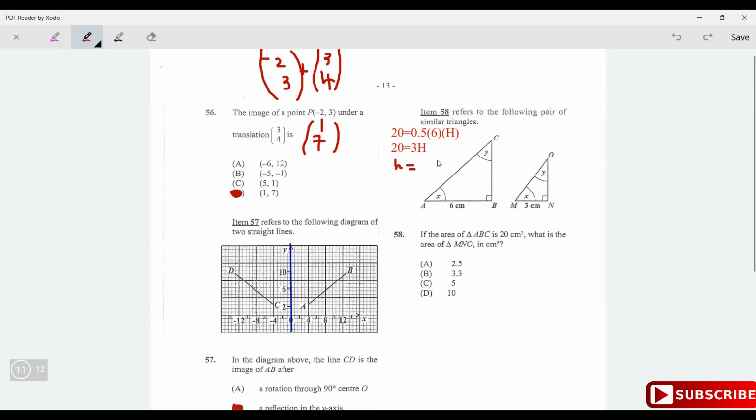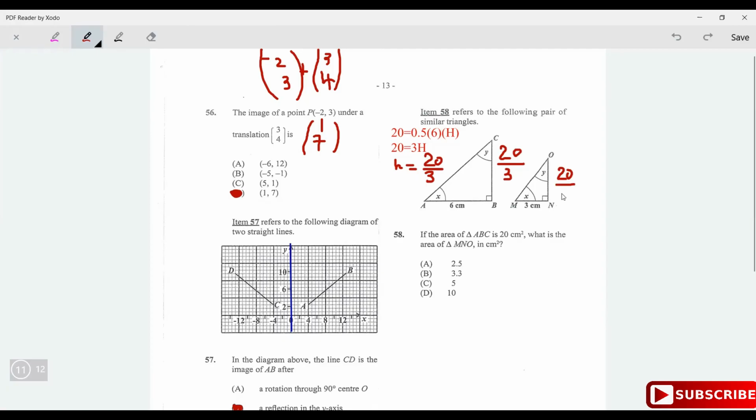So if h is 20 over 3, half times 6 is 3? Yes. So h is 20 over 3. All right, half the base times the height. Nice. Now that we have the height right here, notice that this is 6, this is 3. So we divide this by 2, and so that means that this height is 20 over 6.